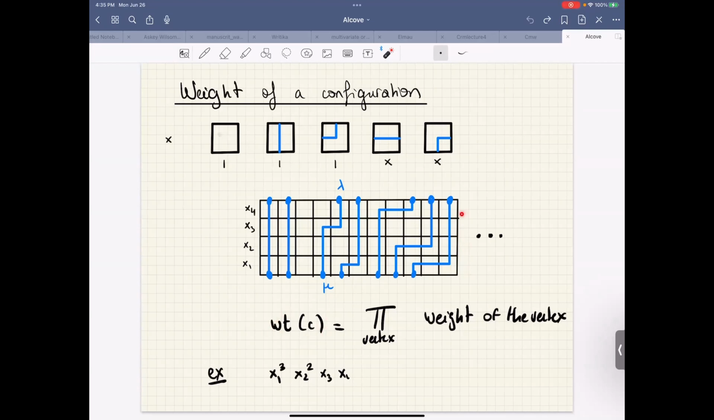And then a weight of a configuration. So I fix all my borders here: empty to the right, empty to the left, mu at the bottom and lambda on top. And I want to have a configuration that goes from mu to lambda. And then the weight is just the product of the weights of all the vertices. So for example, here I have an x1 cubed because I have three paths exiting to the right.